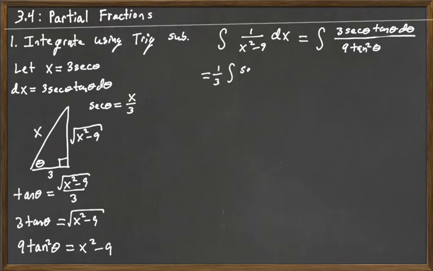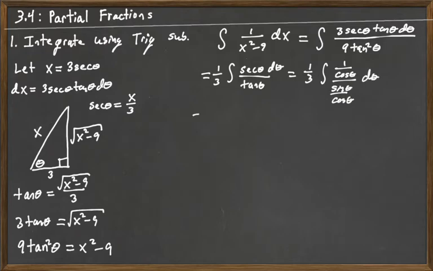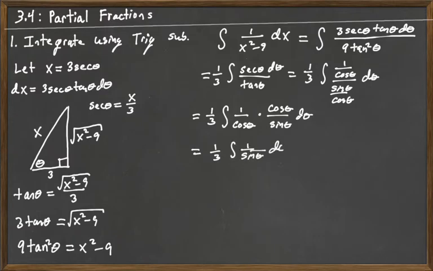Factor out a 1/3 and we'll simplify. And so we'll have the secant of theta divided by the tangent of theta. So this will be 1/3. Rewrite secant as 1 over cosine. Rewrite tangent as sine over cosine, d theta. And that's going to be 1/3 integral of 1 over cosine of theta times the reciprocal of the tangent, which is going to be cosine over sine. And that'll simplify down to 1/3 integral of 1 over sine d theta, which is 1/3 integral of the cosecant of theta.